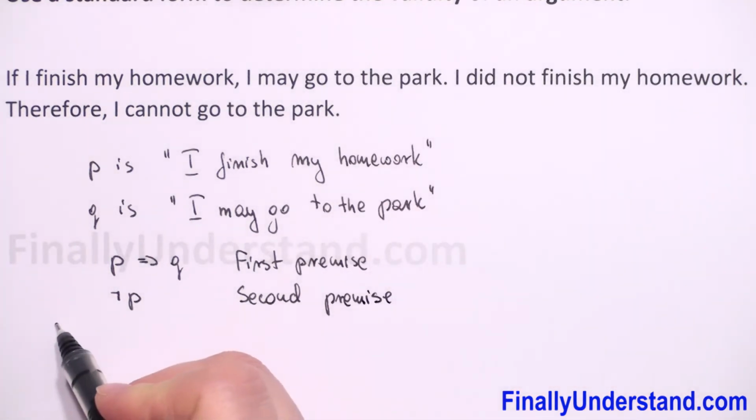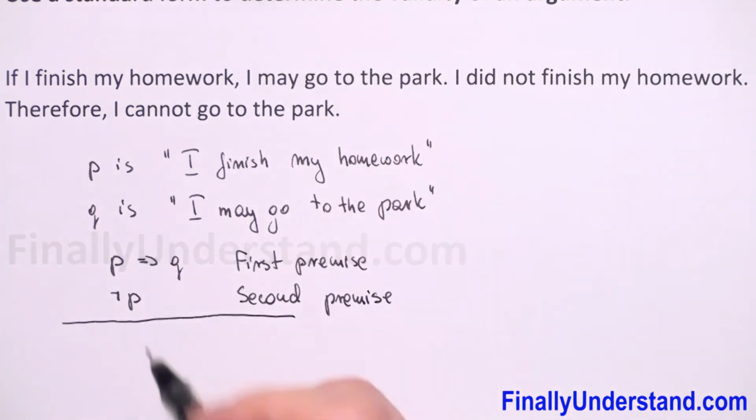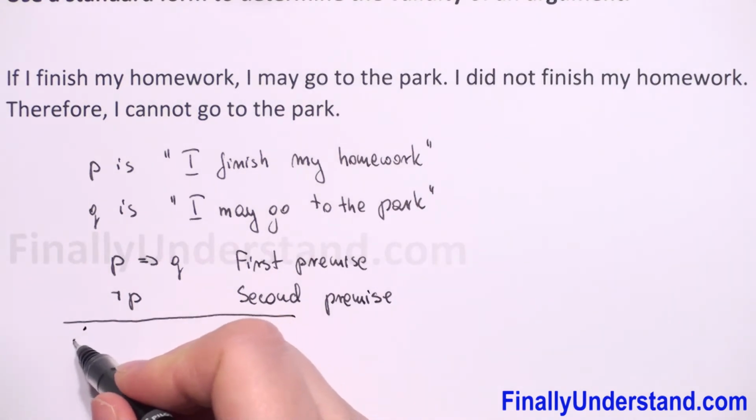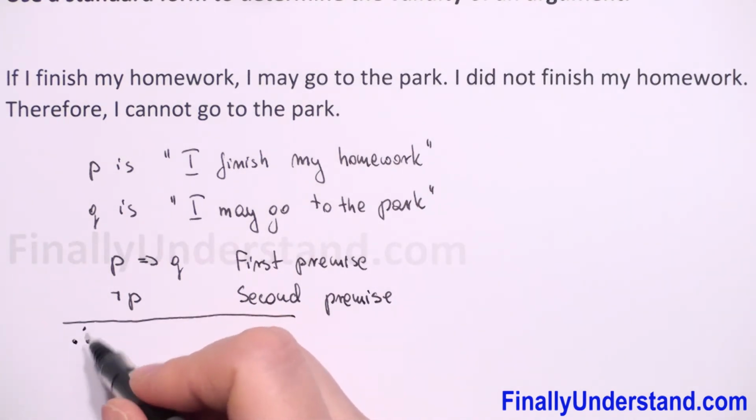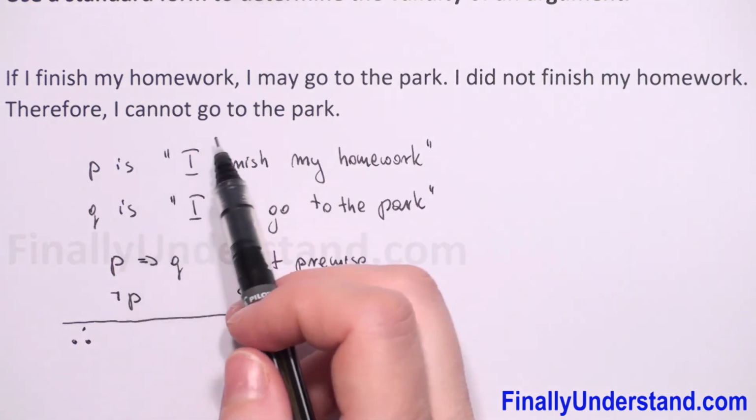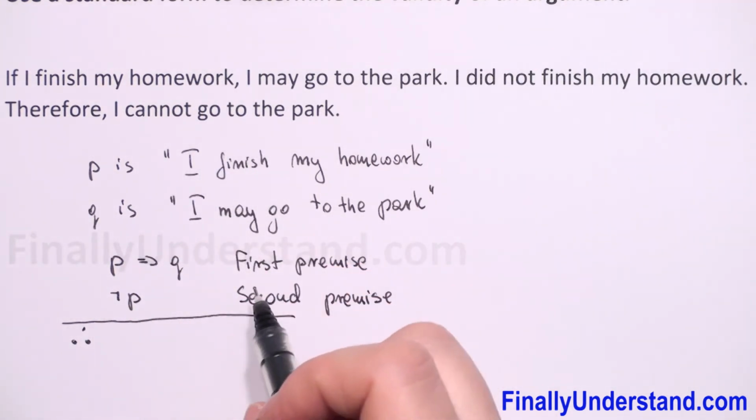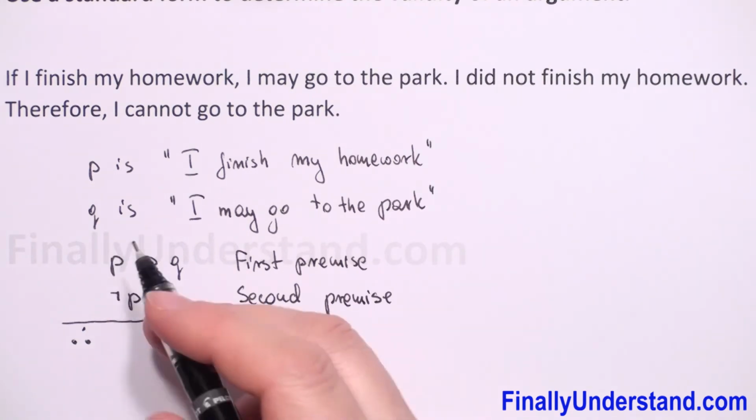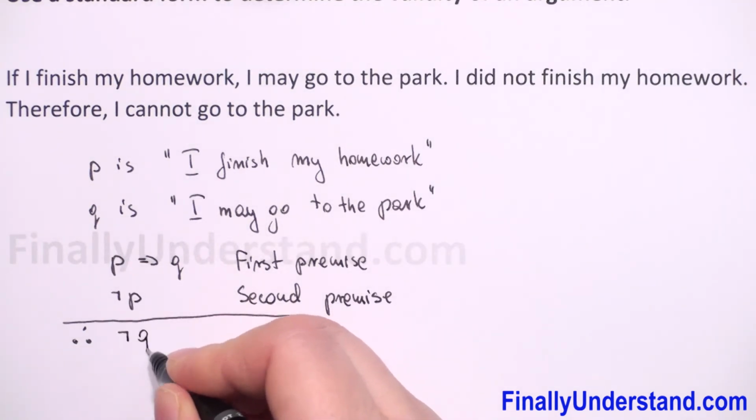And now we have to underline our premises, and we have three dots, the symbol for "therefore", and we have I cannot go to the park. So this is the negation of Q.